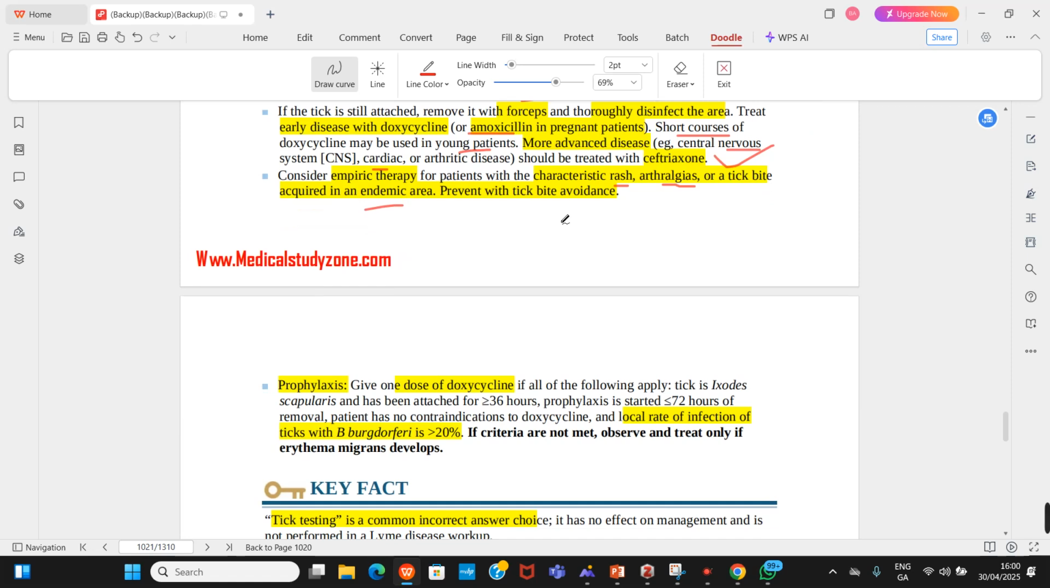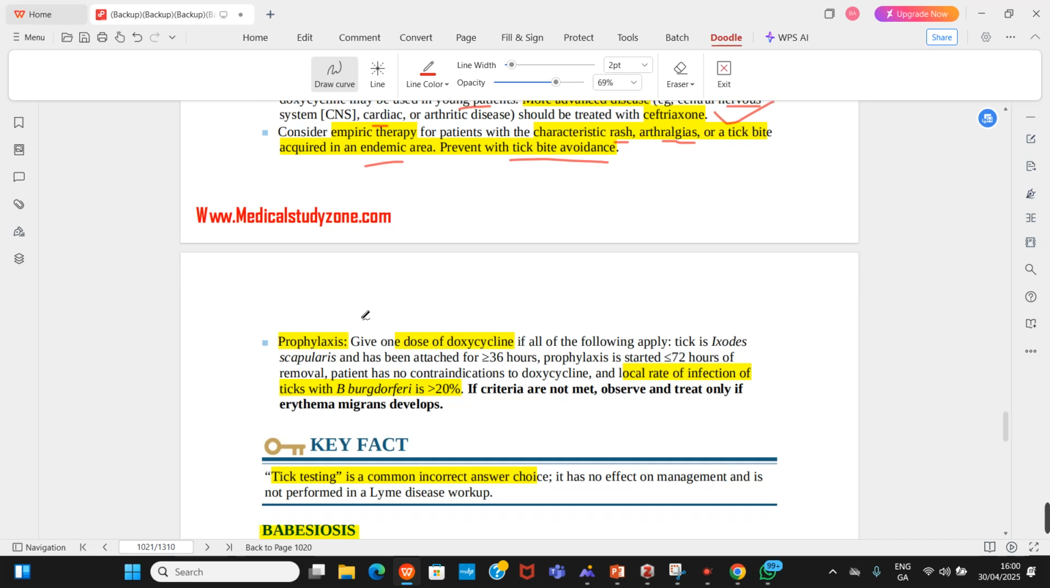So the best way to avoid it is just to prevent yourself from getting bitten by the tick. That's the only thing. But sometimes somebody might need a prophylaxis. And what is the drug for the prophylaxis? It's still doxy. Just give one dose. But they must meet 4 criteria before you can consider prophylaxis. So has this person been in that area for more than 36 hours? Because there's no way we can actually know when the tick attached. We don't know. There's no way you can know that this is when this tick attached to this person.